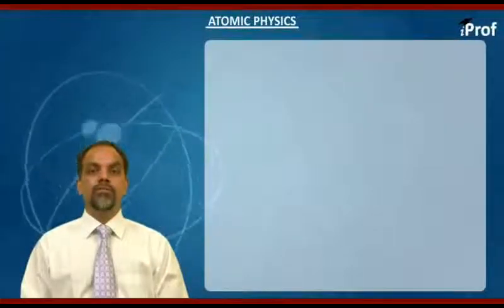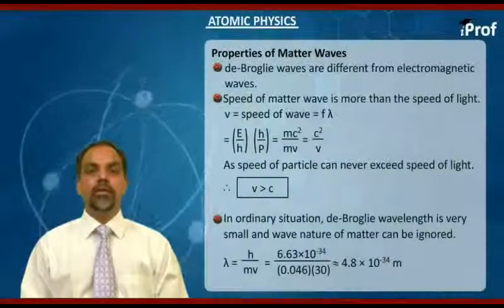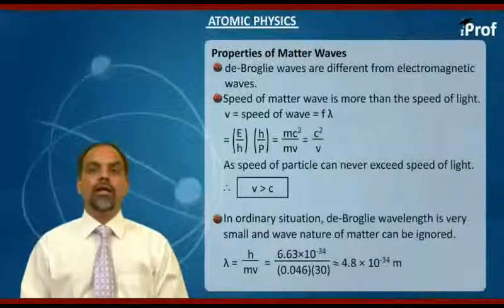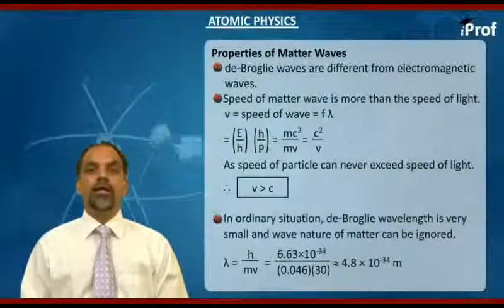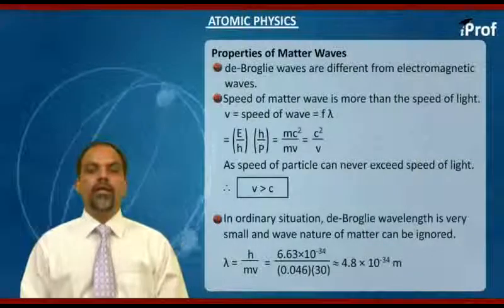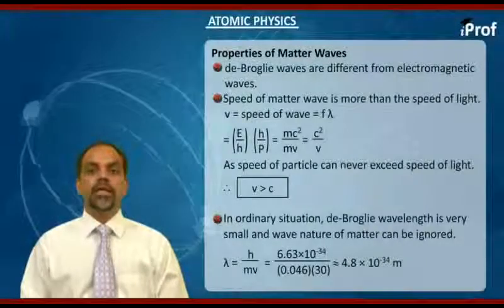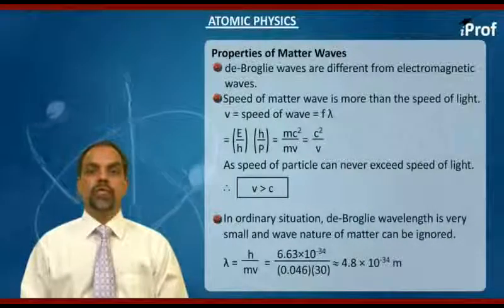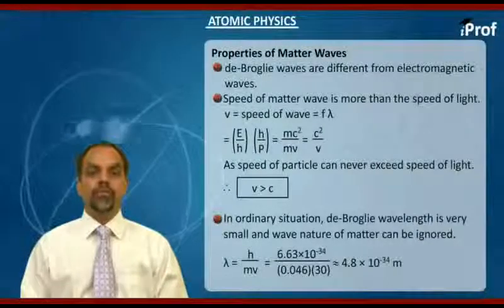Now let's move into other finer aspects of matter waves or de Broglie waves. The first point we have to understand is that de Broglie waves are different from electromagnetic waves. We know fundamentally that electromagnetic waves are emitted whenever a charged particle is accelerated or retarded. Now here matter waves are different from electromagnetic waves in the sense our particle or the moving body may not be charged. So that's a very simple indication that matter waves are non-electromagnetic waves.